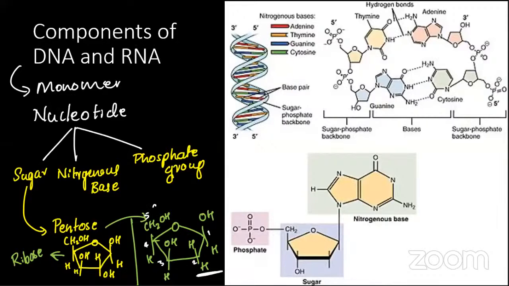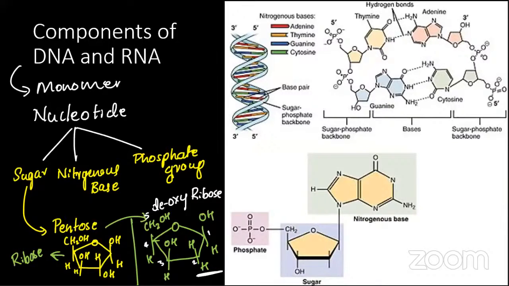This particular sugar is called deoxyribose. Deoxyribose, ribose means what? De means less, or removed. Oxy means oxygen. Oxygen is removed from the ribose sugar. That's what we call the deoxyribose sugar. In which position? It is in the second position, or the second carbon atom. Exactly. You have to remember this second carbon atom.